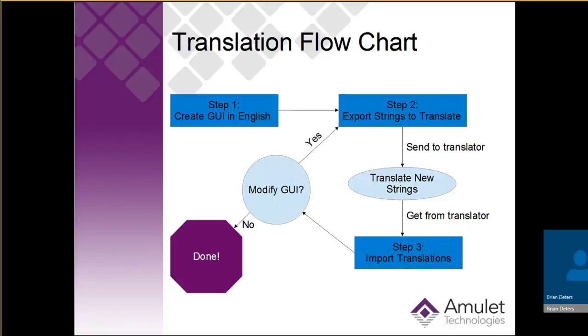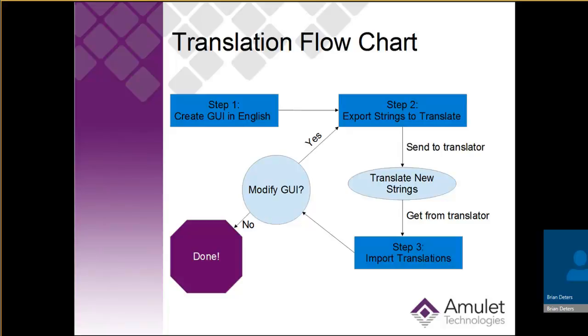You're going to create your GUI. That's your job. That's always going to be your job. But then you export those strings and send it to a translator. The translator's job, they make sure all the strings are translated. Once you get that file back, it's a real quick import into GEMStudio. Now, if you've modified your GUI in between, you can send them new strings, but just the new ones. They don't have to retranslate all of the old strings.